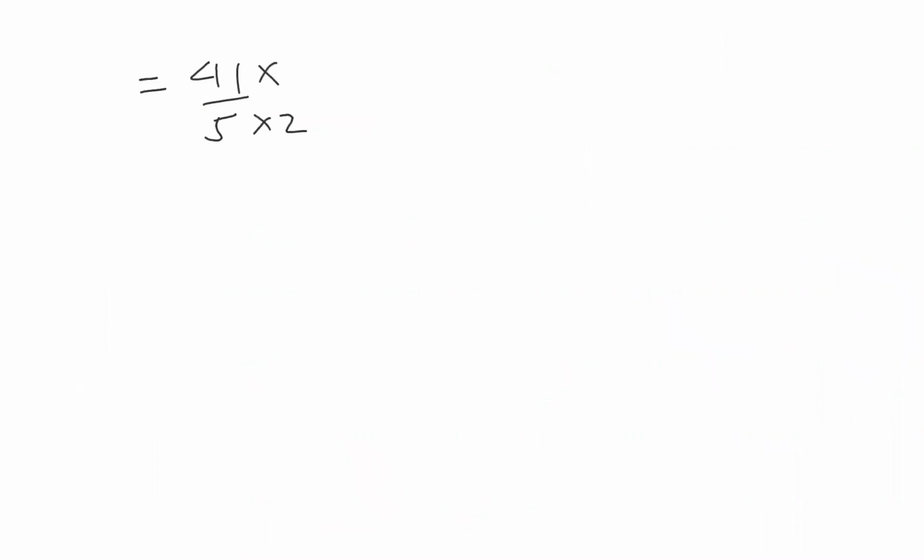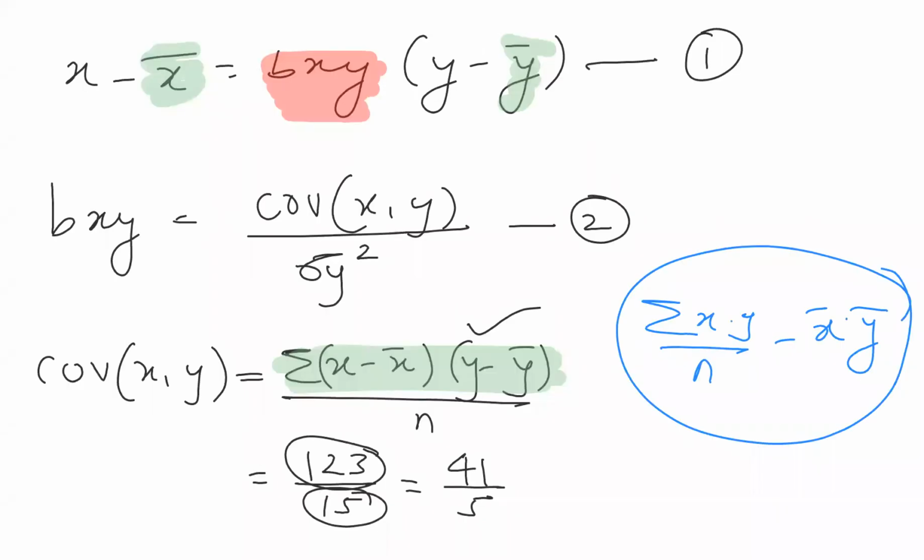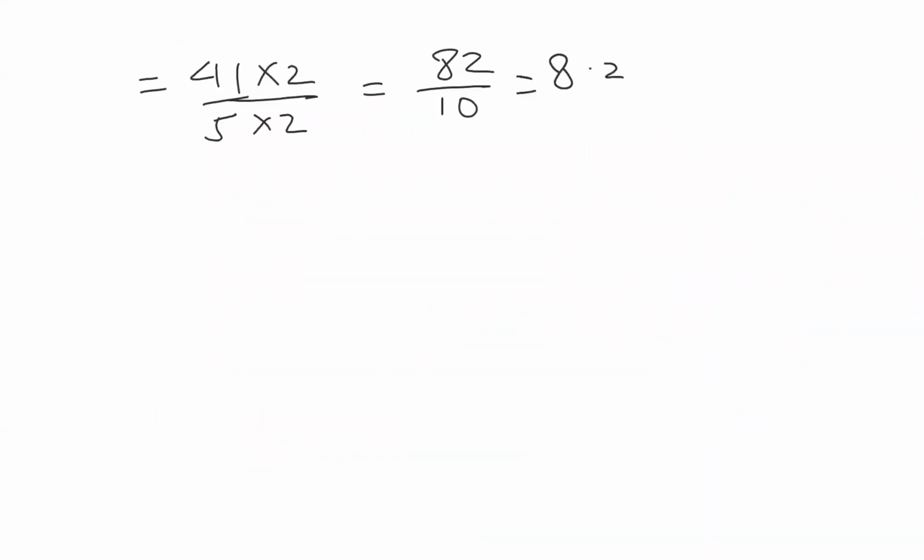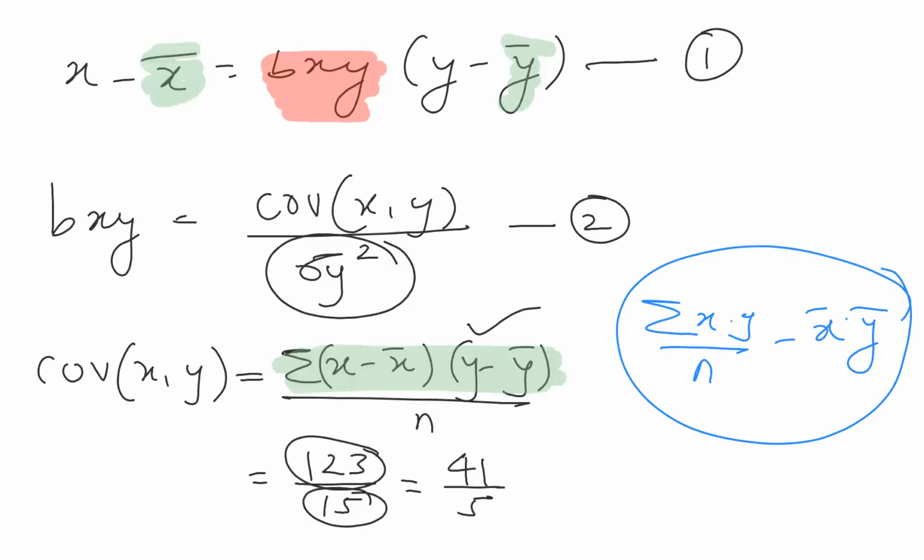I'll make it 10 down, hence I'm multiplying and dividing with 2. So 82 upon 10, which is equal to 8.2. So this is covariance between x and y. Covariance between x and y. Then we are also supposed to calculate the standard deviation of y the whole square.